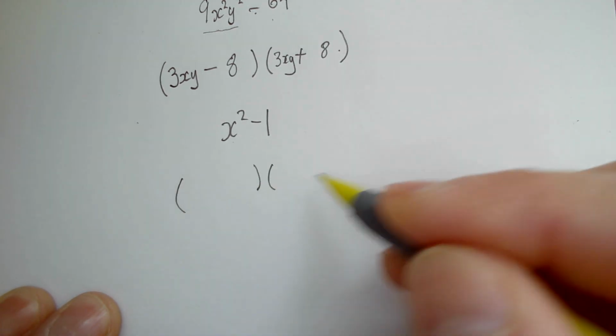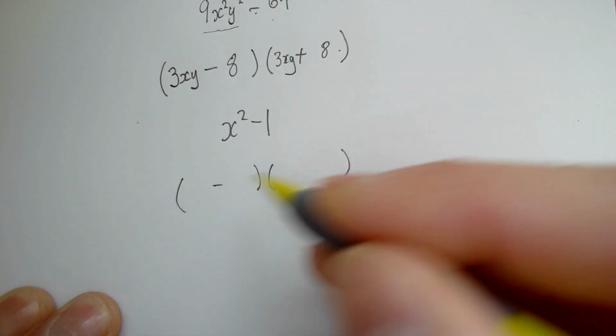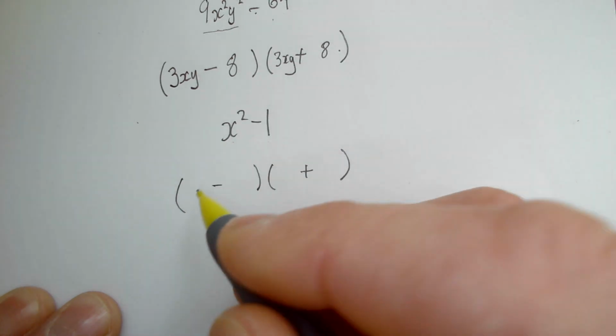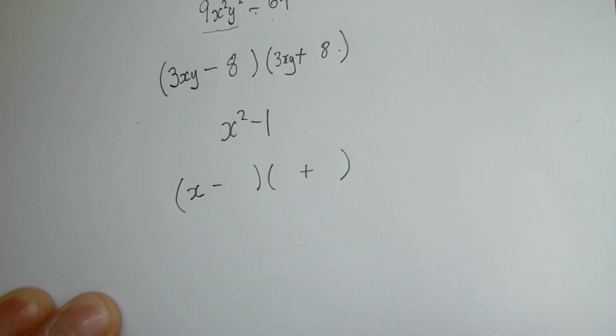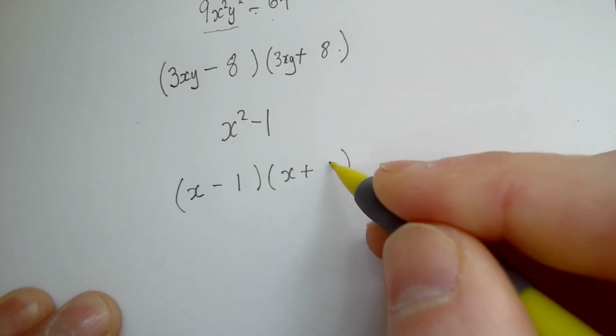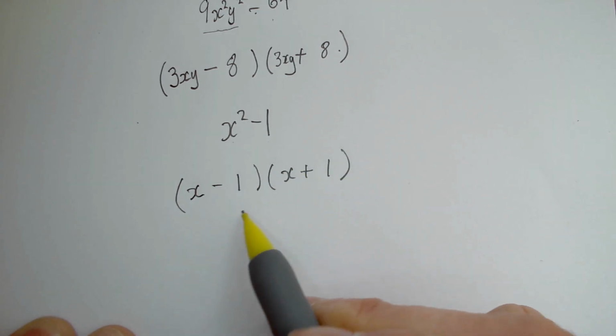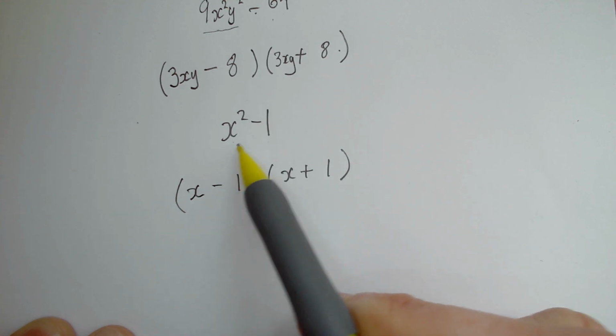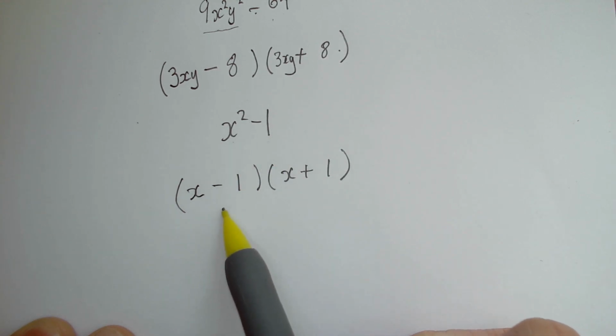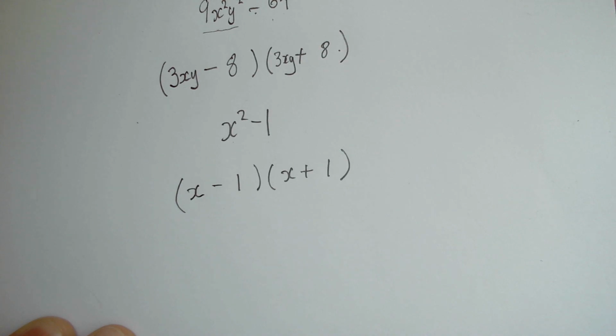So we open our brackets, we put a minus here and a plus here. x times x will give us x squared, and 1 times 1 will give us 1, and we can just copy them onto the other side. And our difference of two squares, x squared minus 1, when factorized, is x minus 1 times x plus 1.